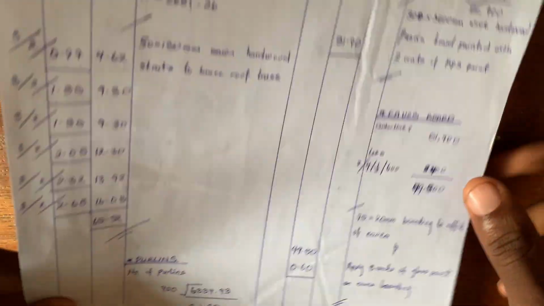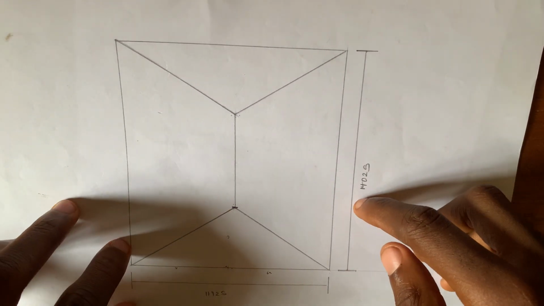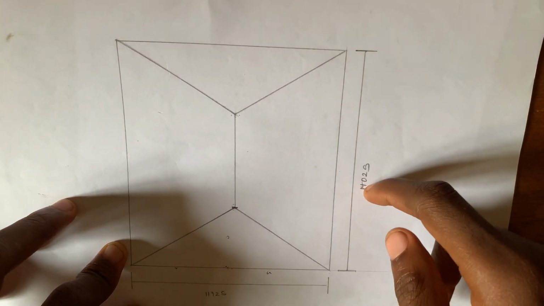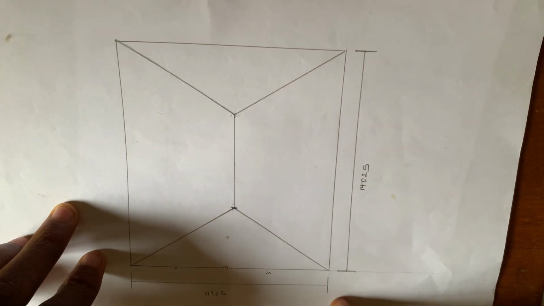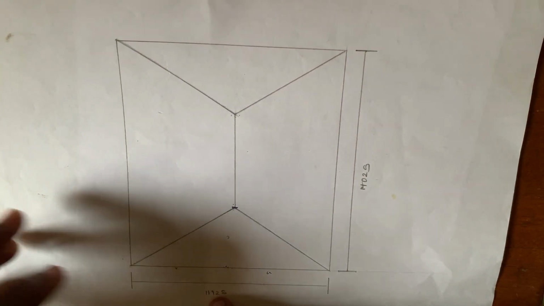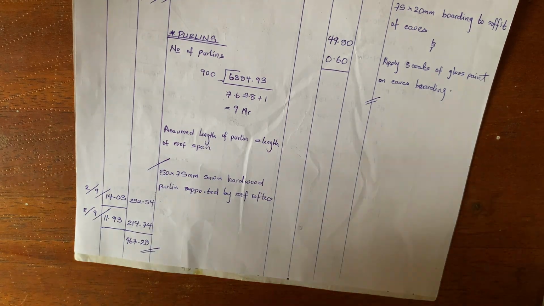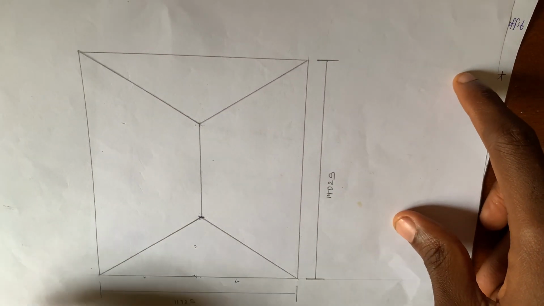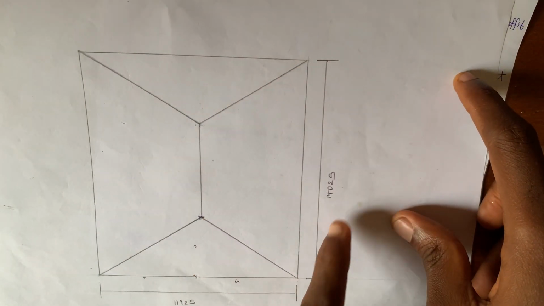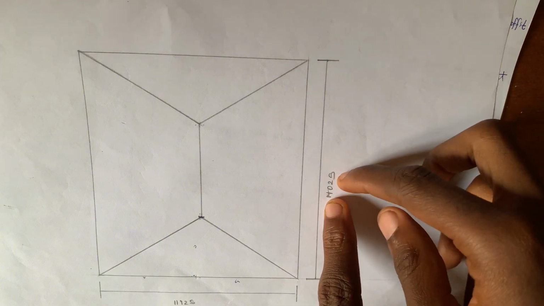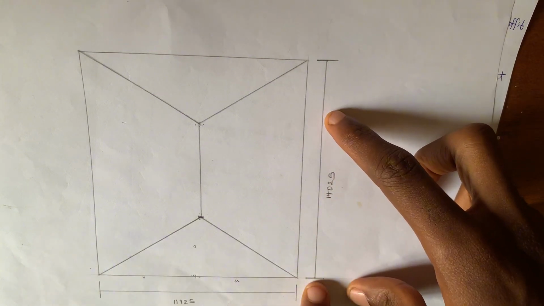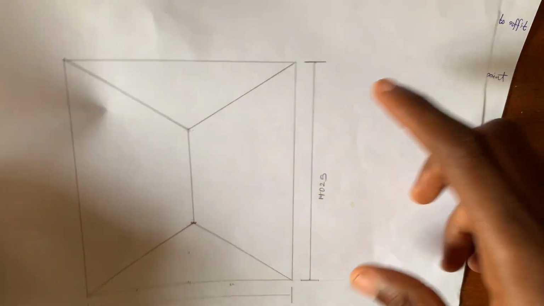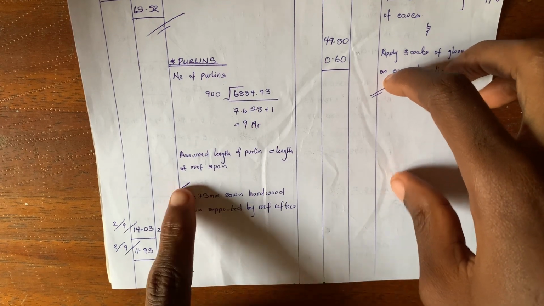And what is the length of the roof? If you look at this drawing, the length of the roof is 14,025, while the width of the roof is 11,925. So the purlines for this length would be 14,025, while the purlines for this side would be 11,925.